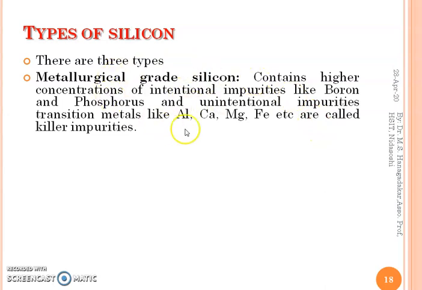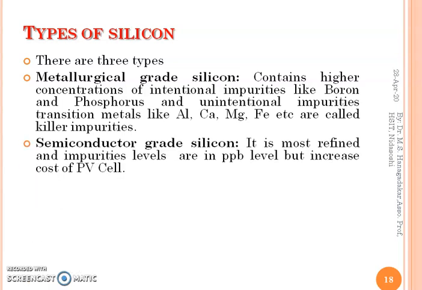If all these impurities are present in higher concentration, that will affect the performance of the silicon. Because of that, these impurities together are called killer impurities, because they cause problems for the conductivity in semiconductor silicon. This is about the quality of metallurgical grade silicon. So metallurgical grade silicon is not feasible for making photovoltaic cells.